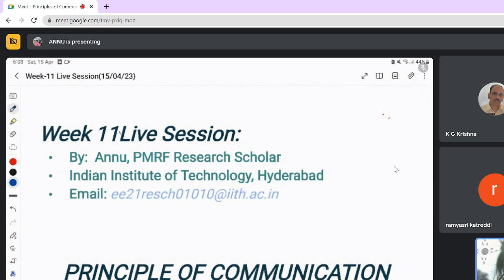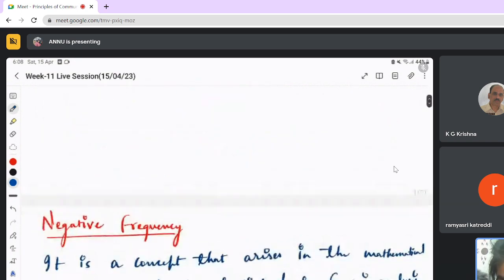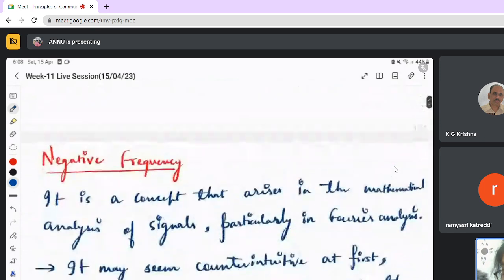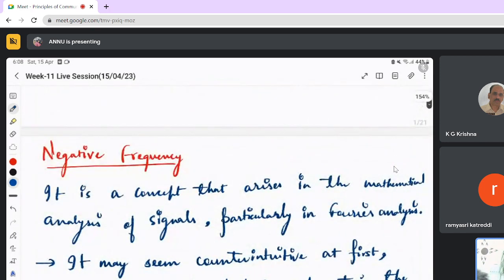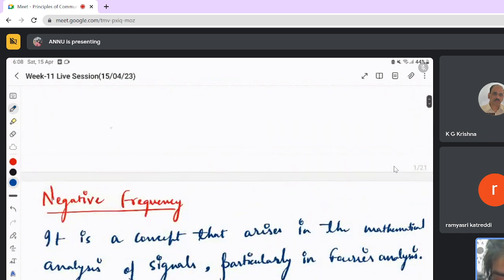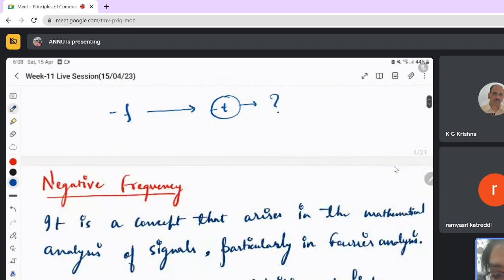So today we will start the session, week 11 live session. We have some specific questions. First of all, what is negative frequency and what is the significance of negative frequency? We never see negative frequency in the actual real sense. Does negative frequency mean negative time in the time domain? Some of these questions arise in our mind. So let us go through it.